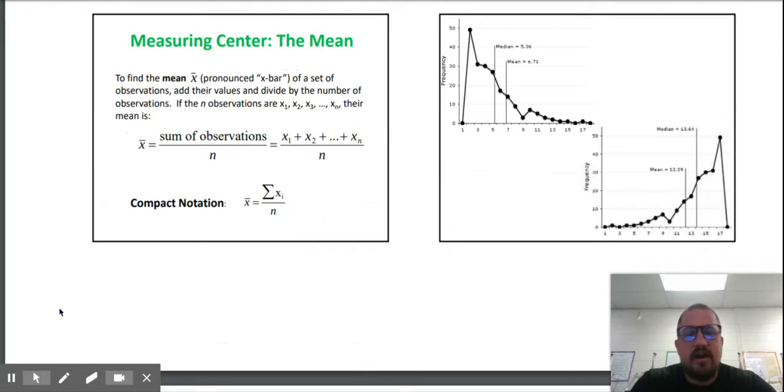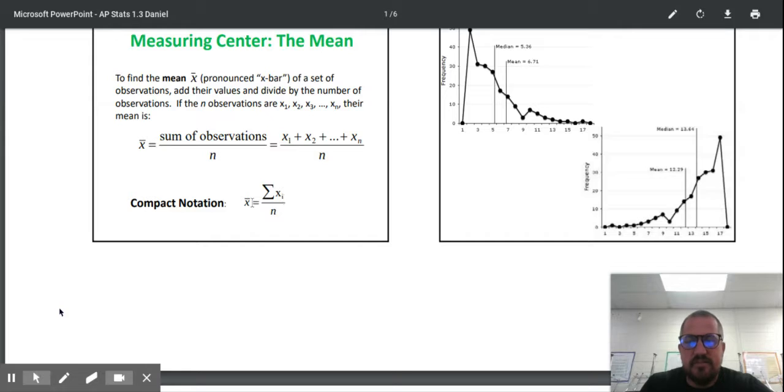Here is our notation, or how we would talk about the mean. The mean is the sum of all our observations, adding them all up, divided by the number of observations you have. In your formula sheet for AP Statistics, it is listed like this. X bar stands for the mean. That equals the summation, that's that symbol there, of all your x's divided by the number of terms you have.